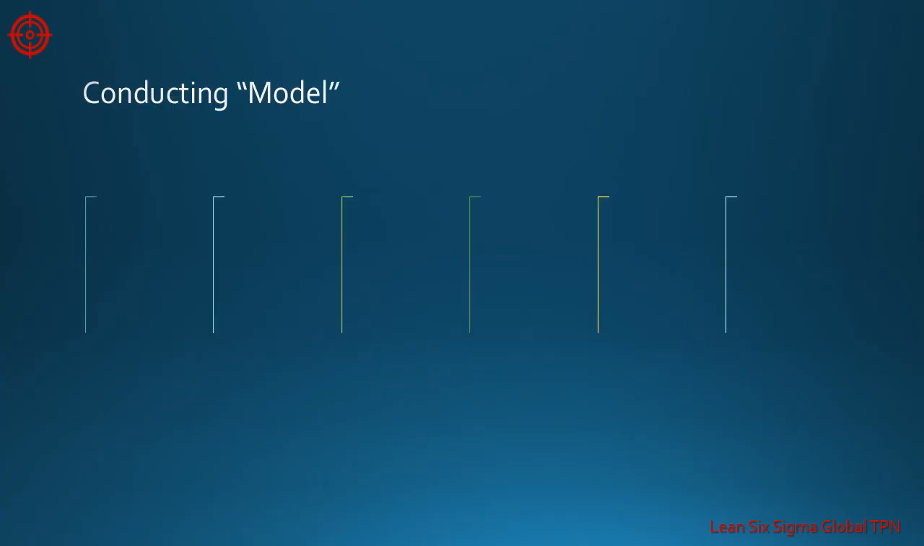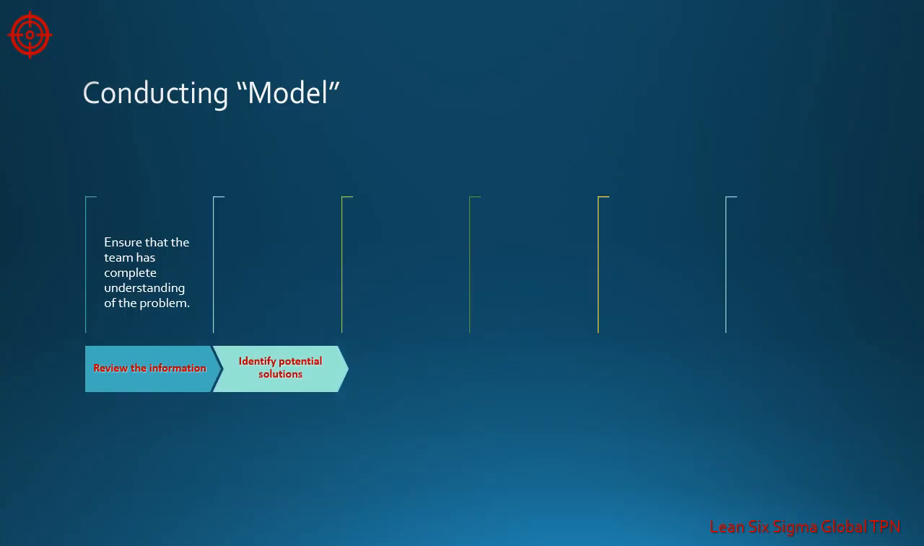Here are the steps to conduct model. So first, review the information gathered during look and ask phases to ensure that the team has a complete understanding of the problem and any potential solutions. Then identify potential solutions based on the information gathered during the look and ask phases. Identify potential solutions to the problem.